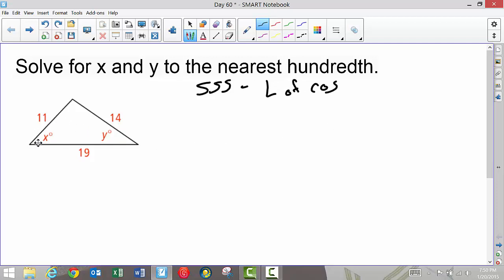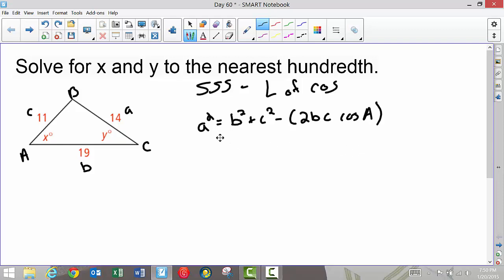So here I'm going to label my triangle A, B, C, and I know that opposite the angles are my sides, lowercase a, b, and c. So since I'm solving for x first, which is the angle A, I'm going to use the law of cosines that deals with a squared equals b squared plus c squared minus 2bc cosine A. So I know that A is 14 squared equals 19 squared plus 11 squared minus 2 times 19 times 11 times the cosine of A.